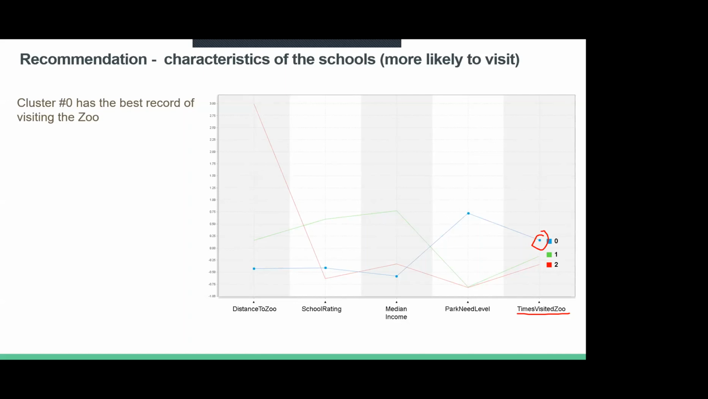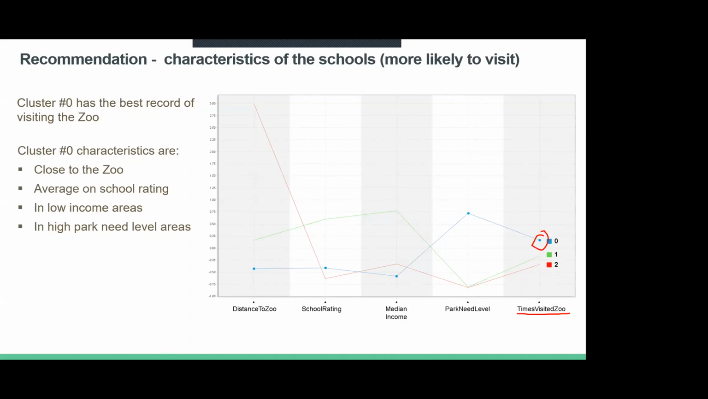So we look at the other aspects of that cluster. We know it's close to the zoo. It scores average on school rating, and it is located in a lower median income area. It has the highest park need level score. So these actually give us some standards that our client can look at to determine how likely a school will visit the zoo.